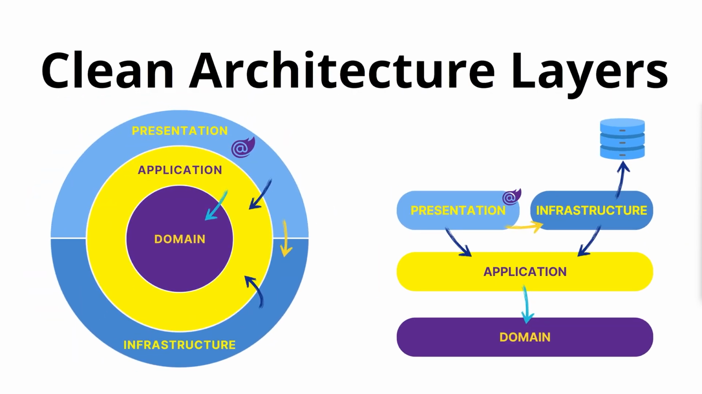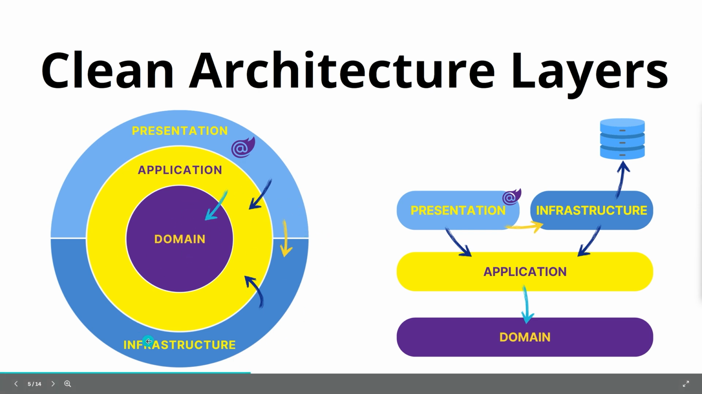As you can see on the left, in the core really is the domain. And then the next layer is the application layer. And on top of that, we've got the presentation and infrastructure layer. Let me just activate the cursor here. So here now you see again core, then application, then presentation and infrastructure. And all of these layers point inwards to the domain.